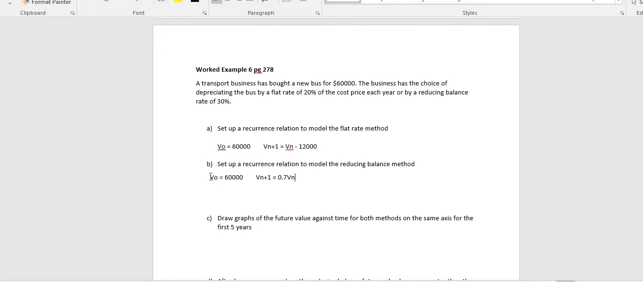So do I have my three parts that I need for a recurrence relation? I've got an initial term here, I've got a next term here, and I know what's happening each term. Each term is going to get reduced in value by 30%. All right.